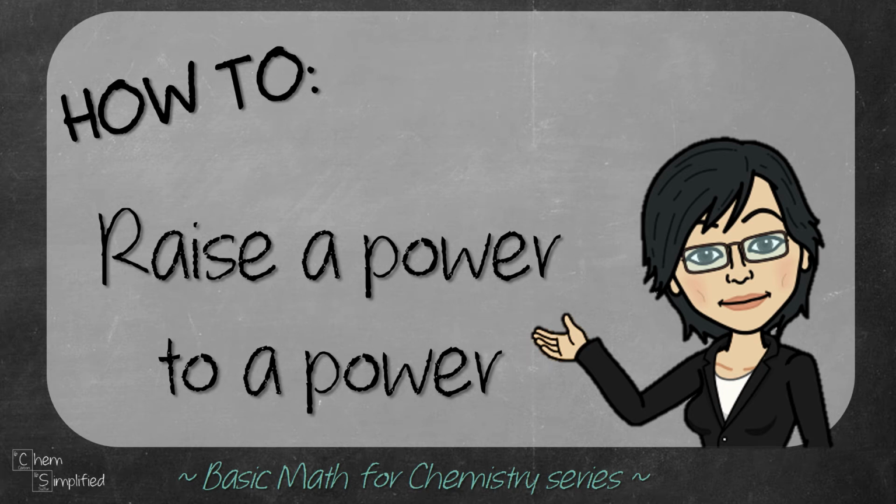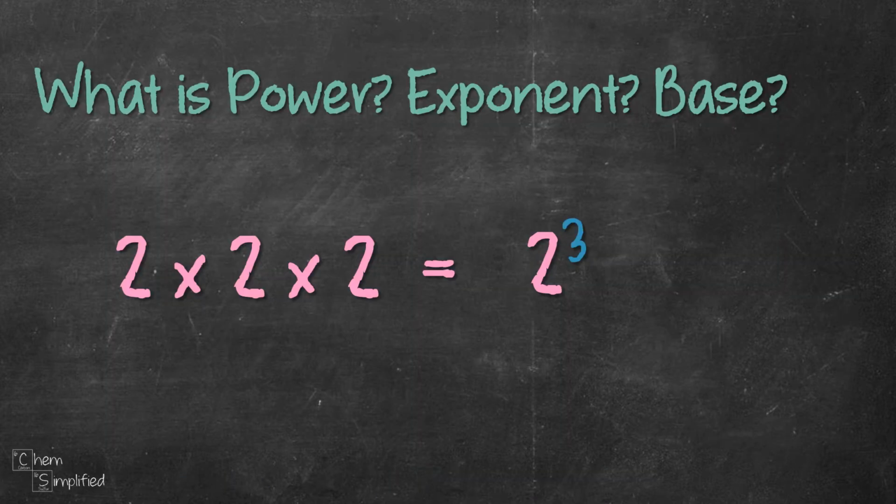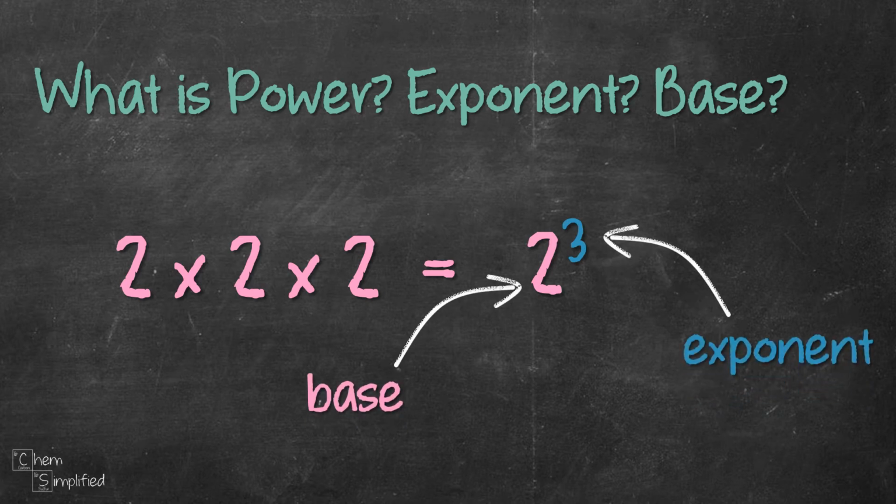In this video, we're going to go through how to raise a power to a power using a shortcut called the exponent power rule. Here's a quick 101 on power, exponent and base. When we see 2 to the power of 3, 2 is the base and 3 is the exponent. The base number raised to the exponent value, that whole thing is called power.